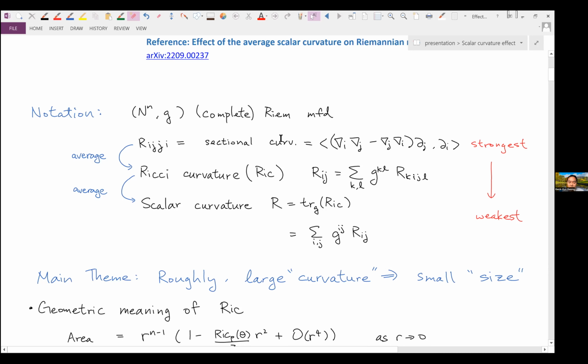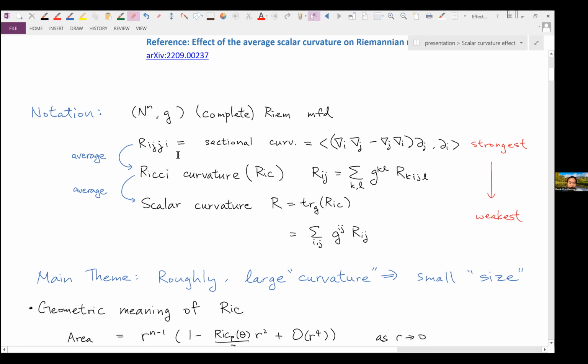So the sectional curvature, or the Riemannian curvature tensor, is basically the commutator of the covariant derivative. So it can be computed like this. But the exact formula is not extremely important in this talk. Among these three, this is the strongest one. Theorems assuming a bound on the sectional curvatures are really very strong assumptions. So usually we instead assume some bounds on the Ricci curvature or even scalar curvature.